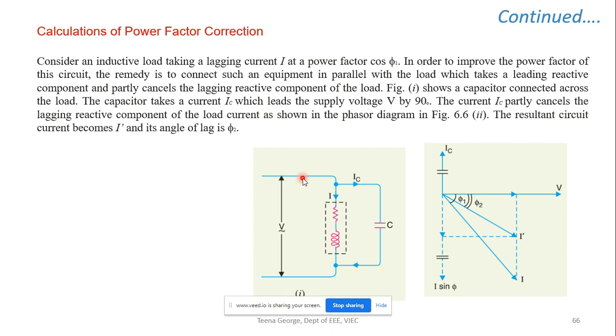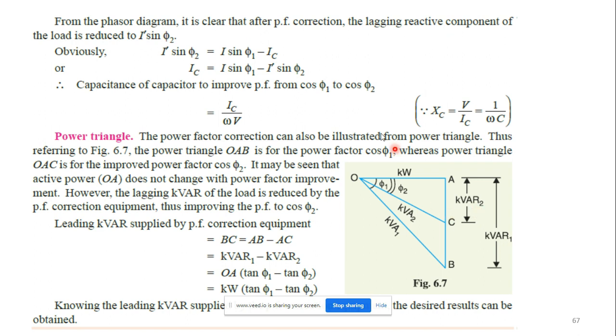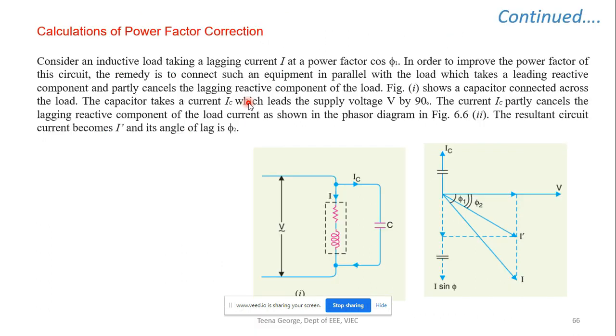Then, calculations for the power factor correction. Here the voltage is shown. Initially the current is I. When the capacitor bank is used, the current decreases to I dash, the vector sum of I and IC. When the capacitor is used, there is no change in the active component of current. So we can calculate it as I dash sin phi 2 equals I sin phi 1 minus IC.